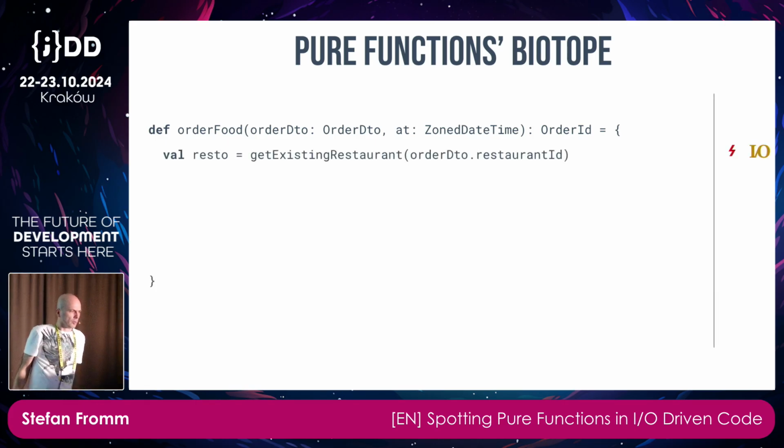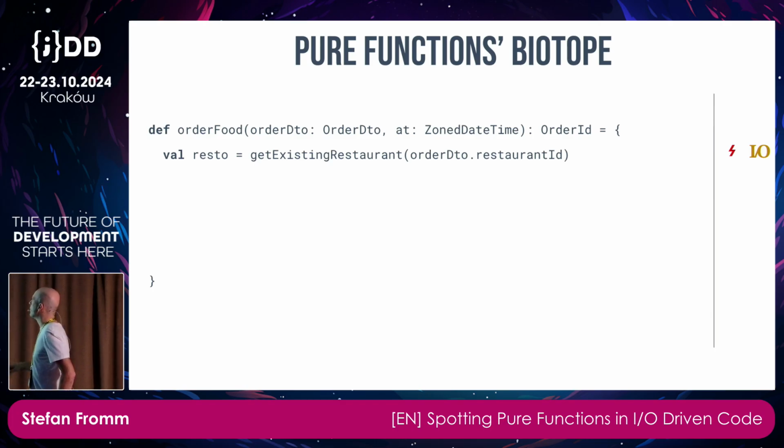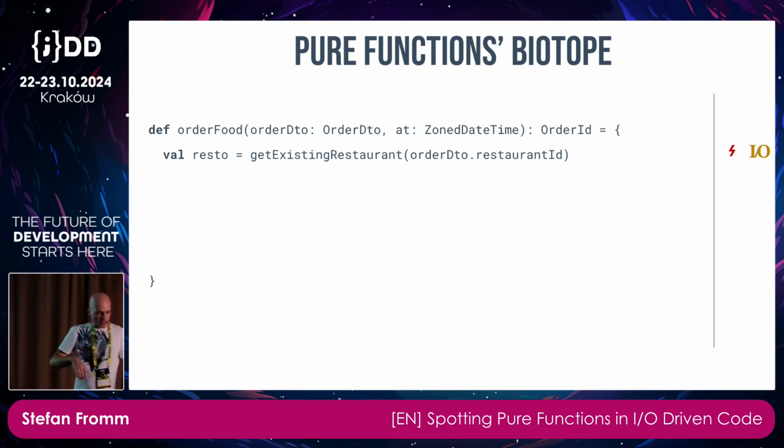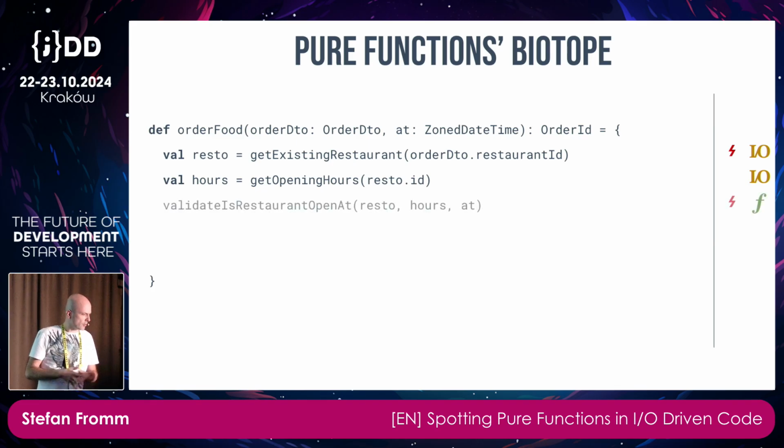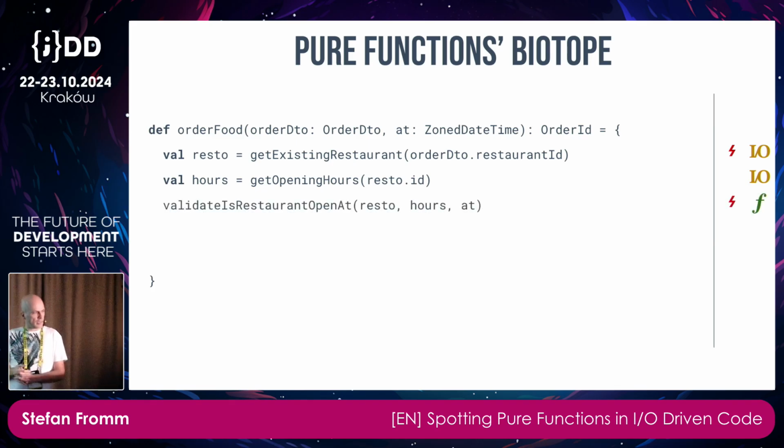So we go for restaurant to the database. I extended this a little bit so that the code becomes shorter. I already check in this method if the restaurant data exists. So this is a new sign here. If it doesn't exist, the code will throw an exception. So this method produces exceptions and does IO. Get opening hours just loads opening hours, this is IO. And after that, we validate if the restaurant is open at.